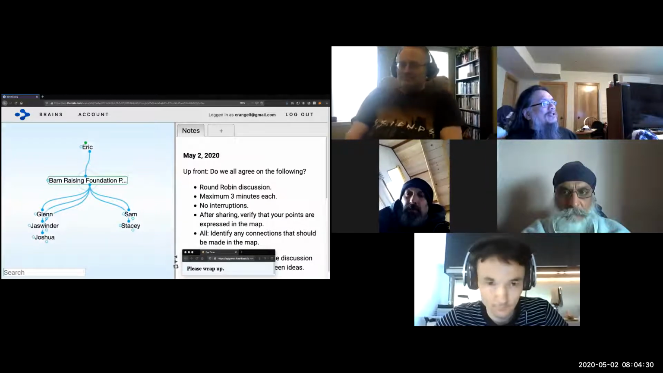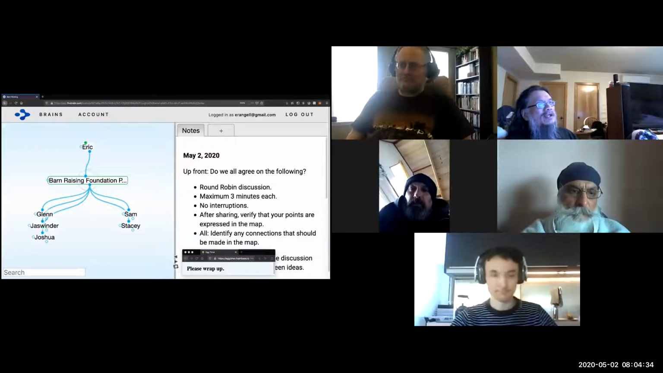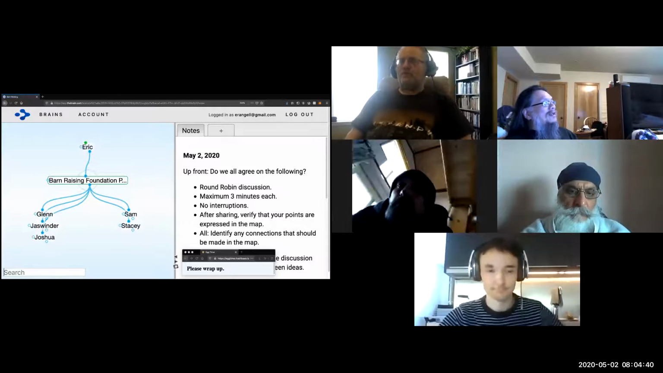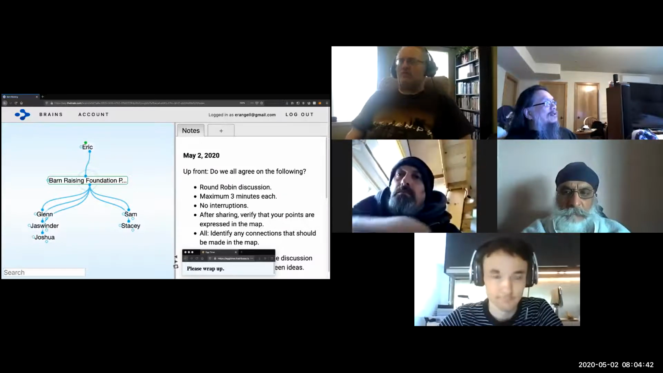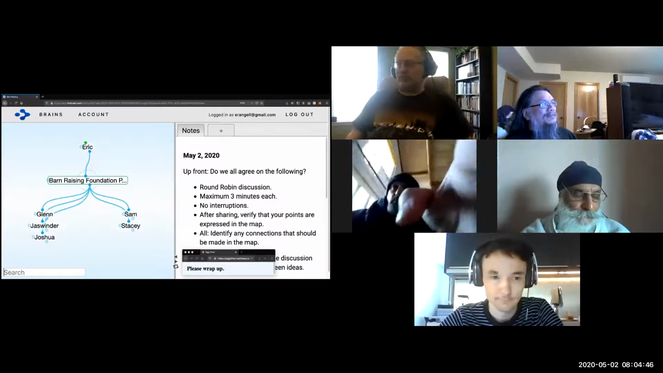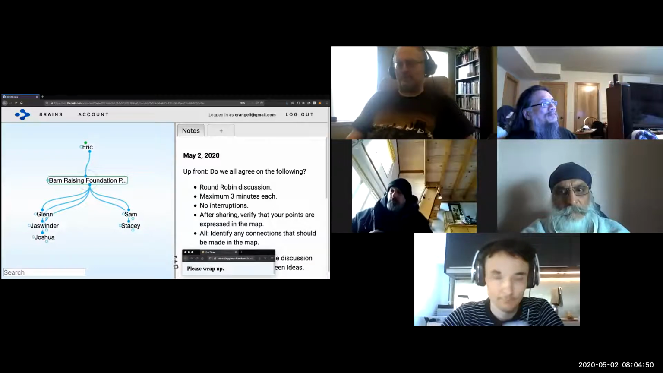One of the reasons I like using a shared map when we do this is that when one person is speaking, N people can be adding and taking notes, as opposed to just one. I like that aspect of it. Yeah. Well, we have the chat. If people just want to store their points in the chat, we could copy it in later. That's another way.